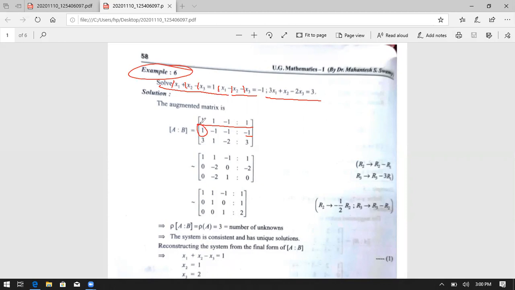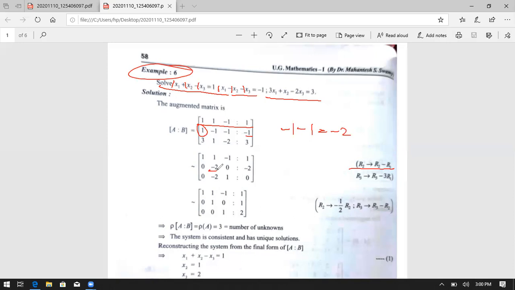After that, using the row operation, R2 equal to R2 minus R1. Here, R2 minus R1 means 1 minus 1 is 0. Next, second: R2 is minus 1, minus 1, that is minus 2. I write here minus 2.